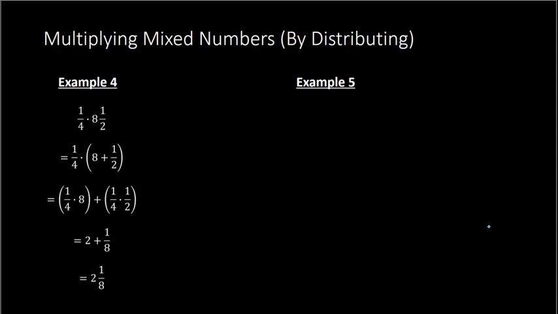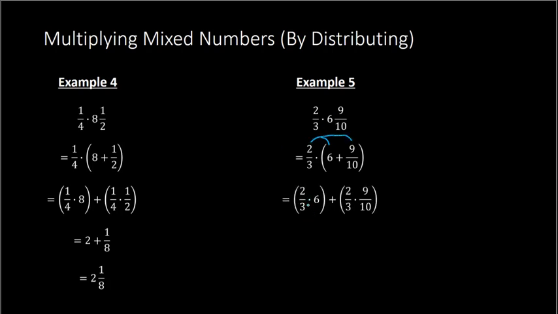Here is another example, so see if you can do this one on your own. We have 2/3 times 6 and 9/10. So to begin, you want to write the mixed number as an addition problem. So this would be 6 plus 9/10. All right, so then from here we take the 2/3 times the 6, and then 2/3 times 9 over 10, which is what we see right here. 2/3 times 6, and then 2/3 times 9 over 10, and the plus sign stays connecting the two.